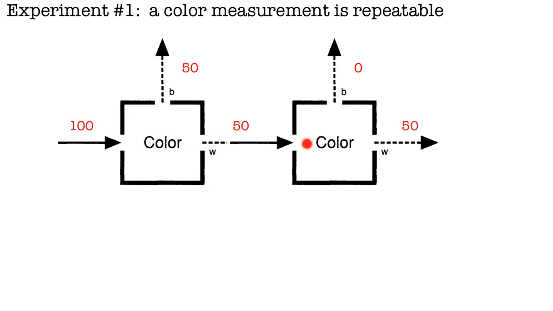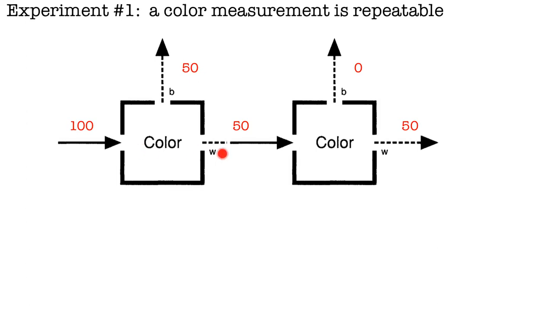And we send those 50 white electrons into a color box, and lo and behold, every single one of those 50 input electrons come out the white port, none come out the blue port. So one way to think about this is to say that a color measurement is repeatable, meaning that if you measure an electron to be white and then you remeasure its color right away, it will remain white. And by right away, I don't mean like within 5 nanoseconds. I just mean before you make any other measurement.